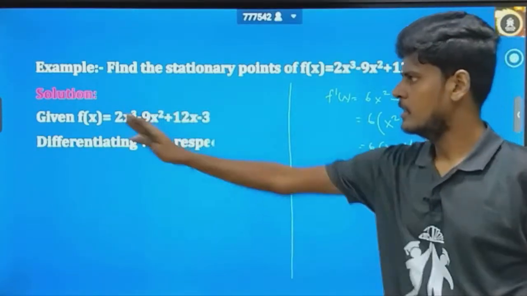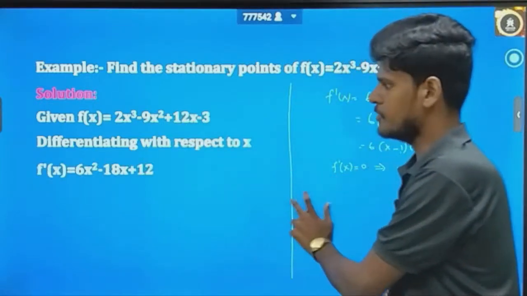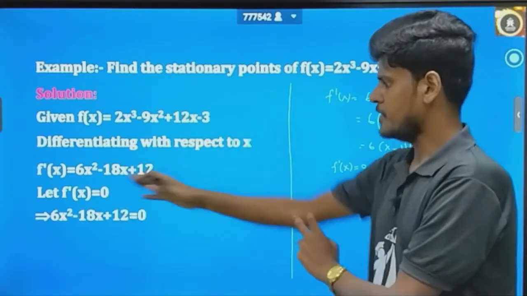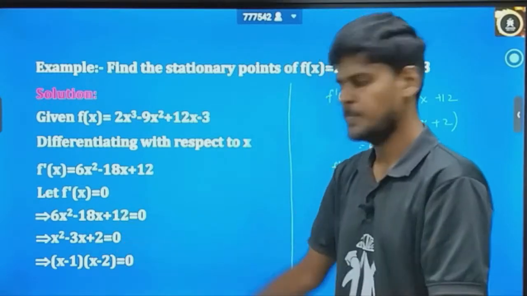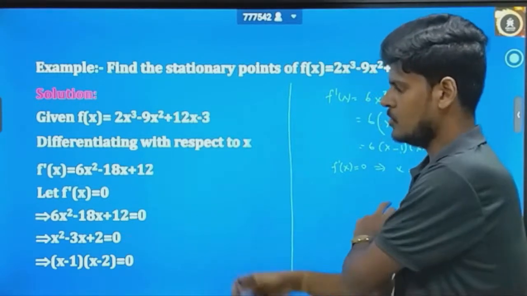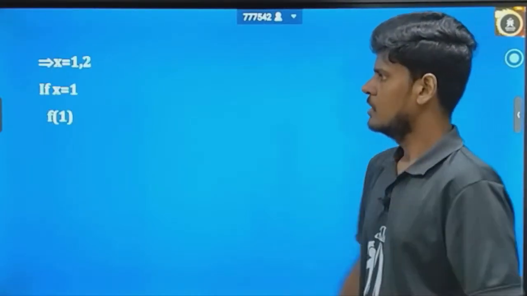Now we will see the solution. f of x equal to this. First we will differentiate this, that is f dash of x. f dash of x equal to 0 means we will get x square minus 3x plus 2 equal to 0. So x equal to 1 or 2.